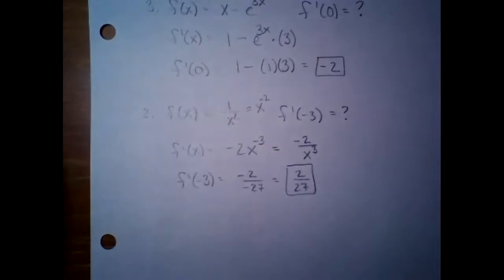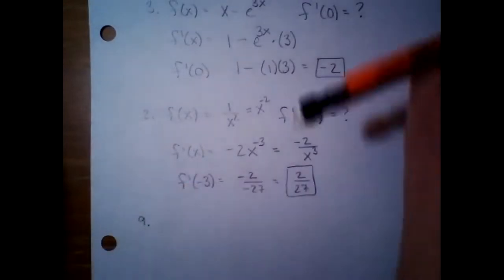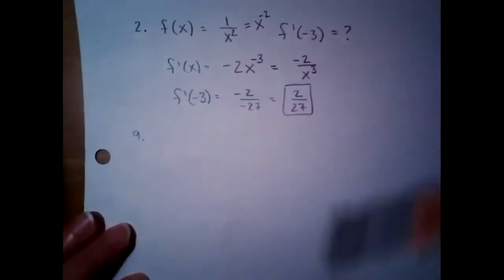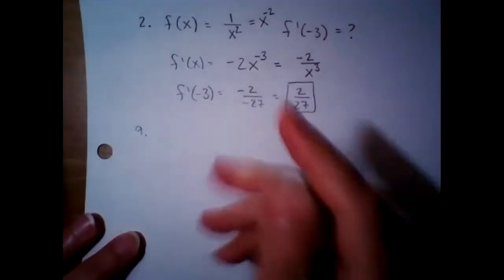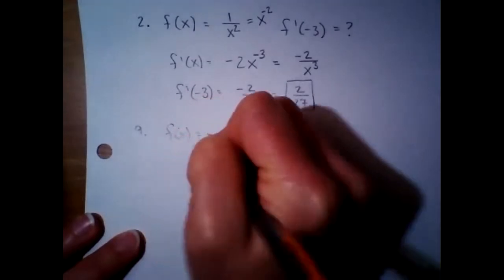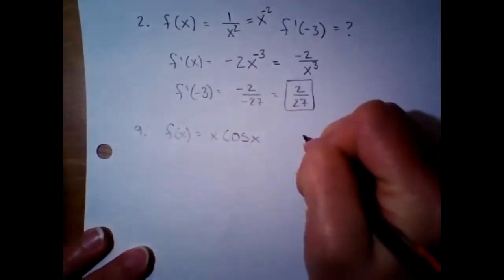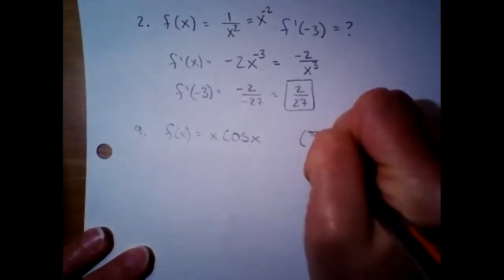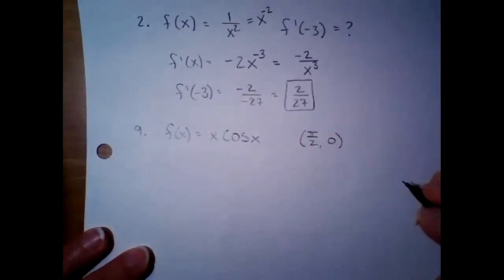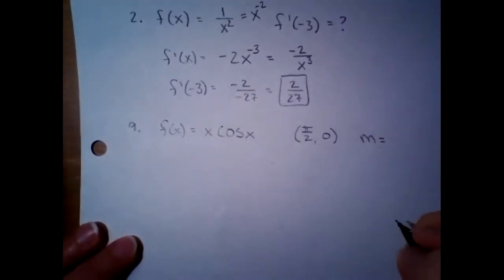All right, and let me find another one. Let's look at number 9. Now this one says write an equation. So this one we're going to do the whole thing. We're going to need a point and a slope, and we're going to write the whole equation. So that's the function. And then the point, I gave you the whole point, pi/2, 0. So that's the whole point. That's good. And so all we need is the slope.